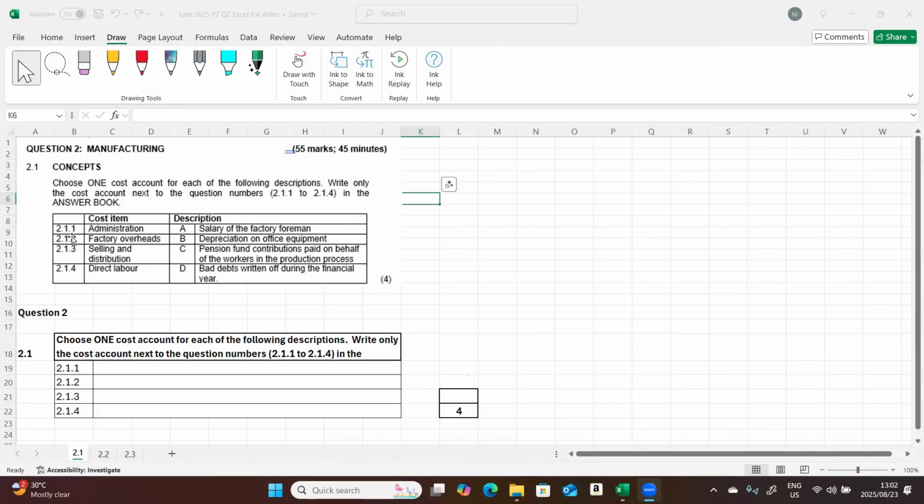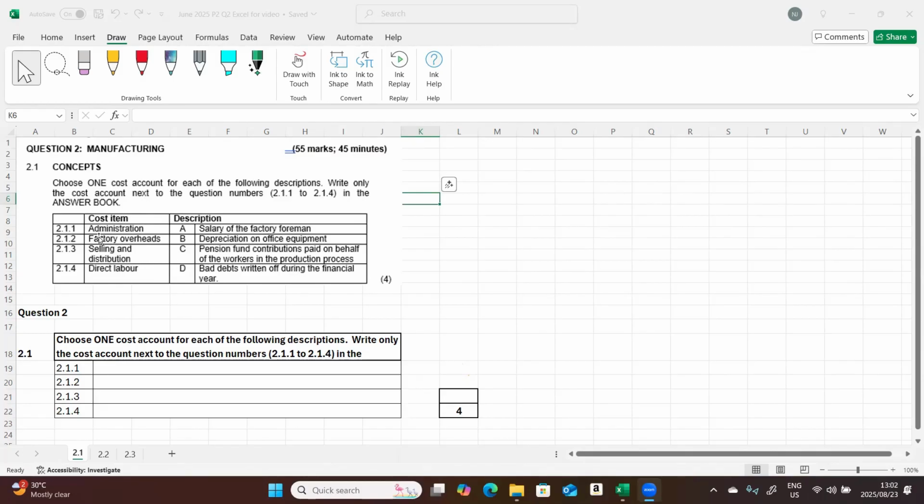Okay. So 2.1.1, administration. They say the cost item. So administration. This is the cost department of administration. So all of our administration transactions and costs will go to administration, right?